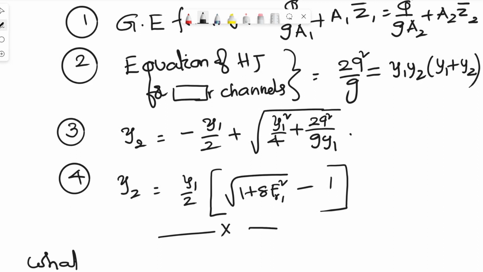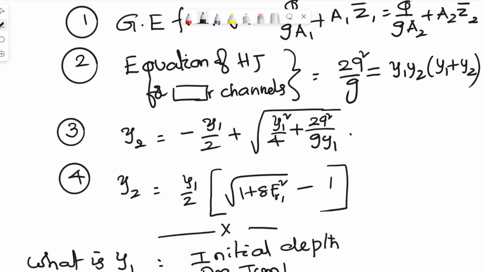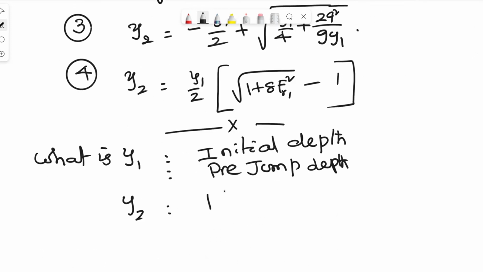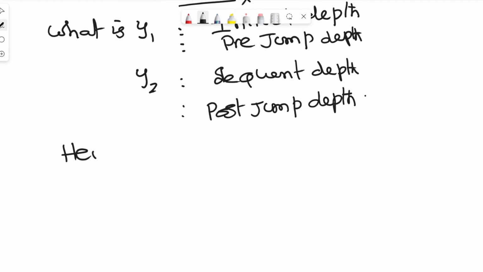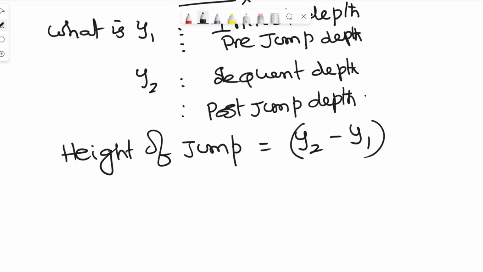Then what is y1? Initial depth. This is also called the pre-jump depth, before formation of the hydraulic jump. What is y2? Sequent depth. It is the post-jump depth. Next, what is the height of jump? Y2 minus y1. Right.